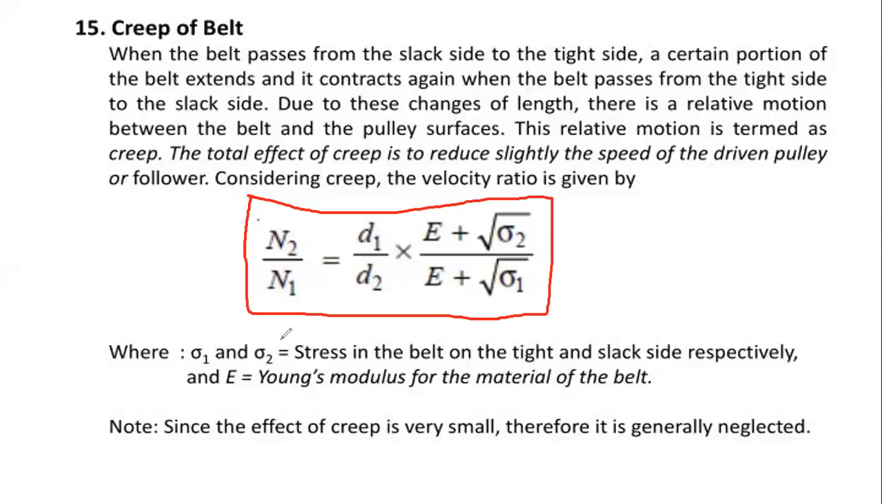So this is the value for R. The equation for the creep of the belt is N2 by N1 is equal to d1 by d2 into E plus sigma 2 by sigma 1 over E plus sigma 1. Here sigma 1 and sigma 2 are the stress in the tight side and slack side, and capital E is taken as the Young's modulus.